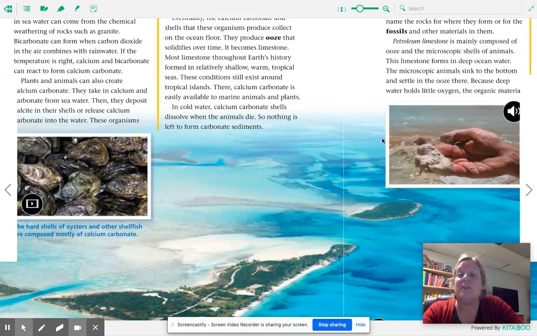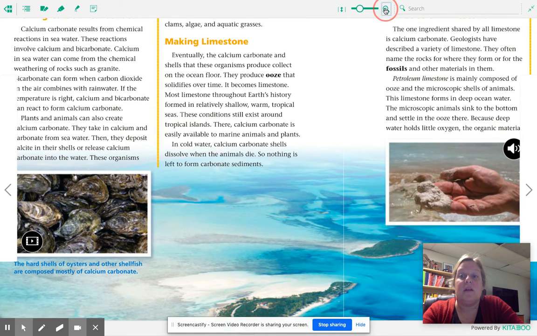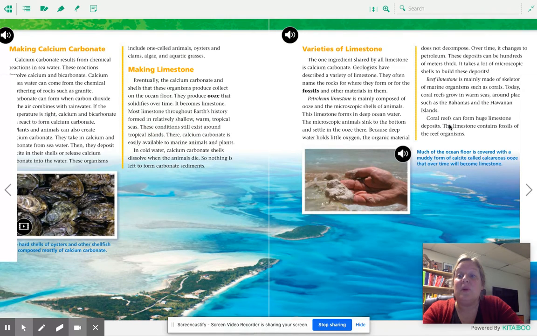So here's a picture of the ooze right here. I should maybe bring it down here a minute. Much of the ocean floor is covered with a muddy form of calcite called calcareous ooze that over time will become limestone. Here you can see the hard shells of oysters and other shellfish.